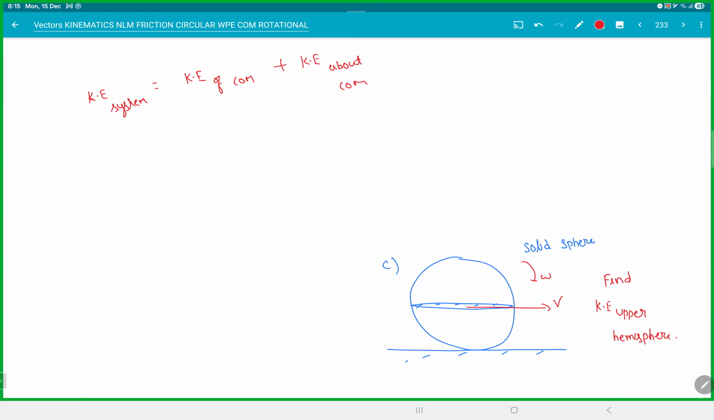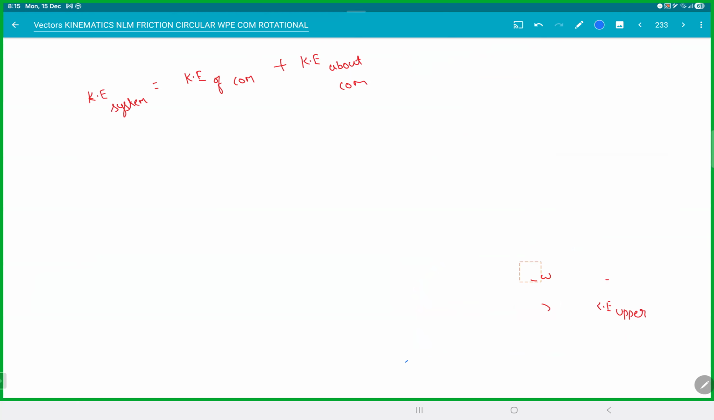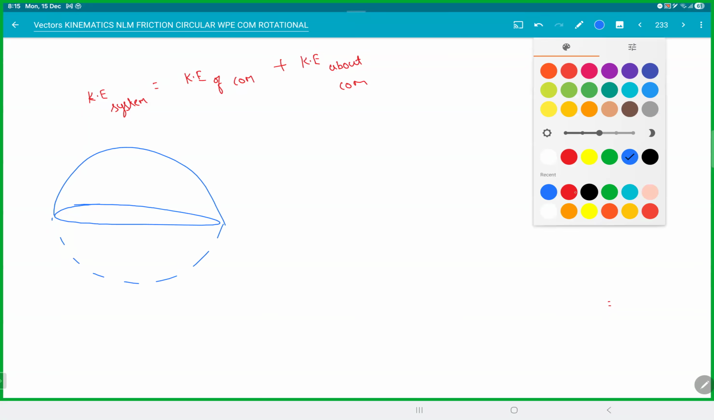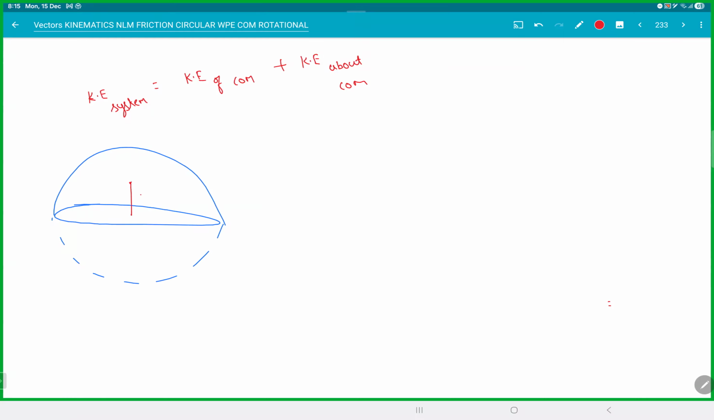In Advanced, they may play around with more. They'll give rotation plus rotation and stuff. We will see later on. So for the upper hemisphere, if you just look at the upper hemisphere, where is the center of mass? Here, 3r by 8. That means this guy is going with v plus 3r omega by 8.